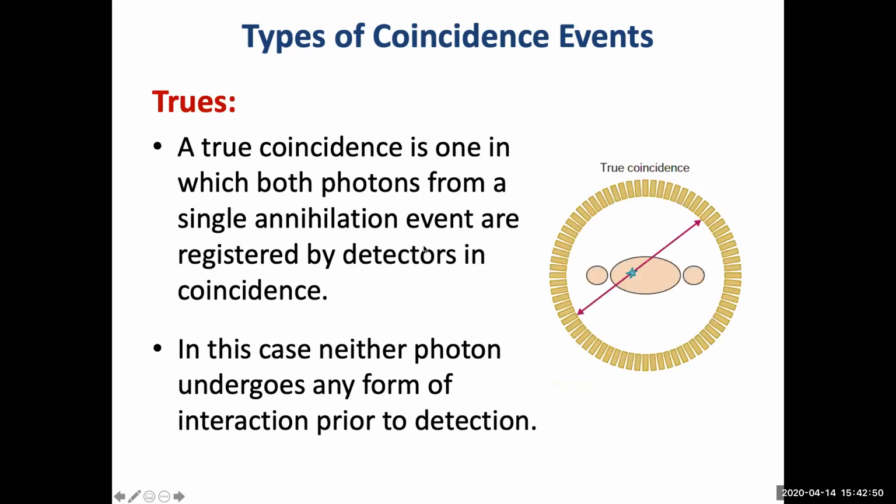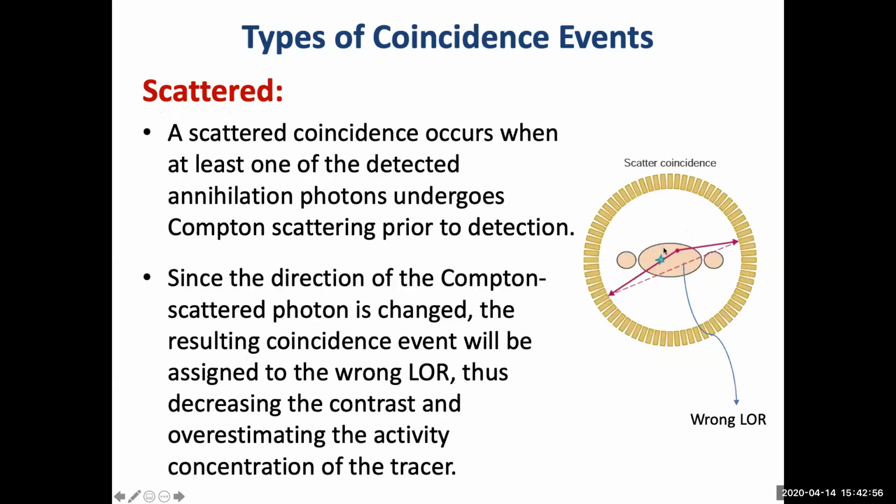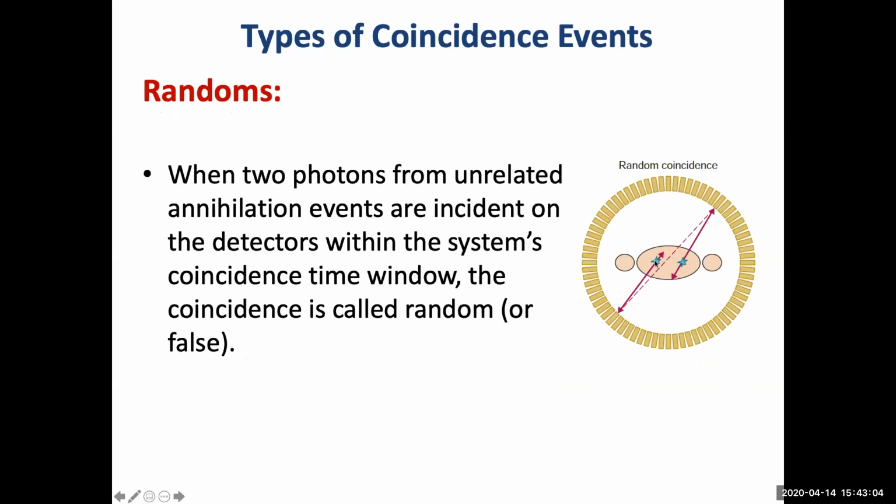And here is more explanation if you want to read it yourself. The true coincidence: no interaction, photons arrive together. Here the scatter one is scattered, and we get a wrong line of response. And here this is the random one, two events, and we get two photons detected simultaneously, and we also get a misplaced line of response.